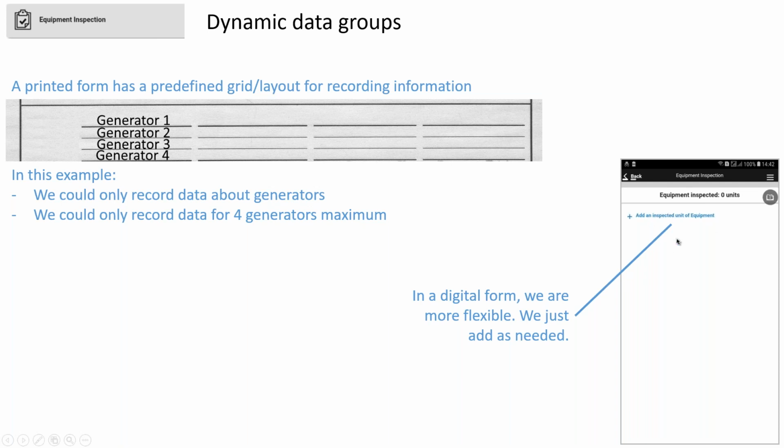Well, in a digital form, we don't need to be that restricted. We are flexible with data groups. So a data group is the equivalent of giving an arbitrary number of answers to a single question. The single question is, what am I inspecting? What is the equipment that I'm inspecting? And I can add one answer to this and all the relevant fields underneath, or multiple answers with the relevant fields underneath. And I just add and remove as needed.